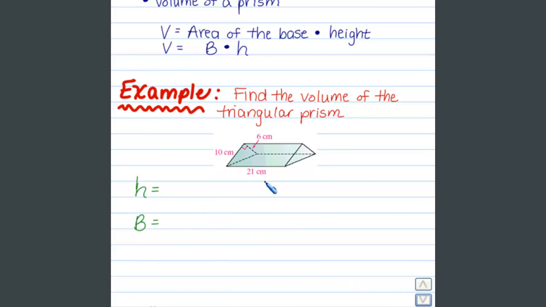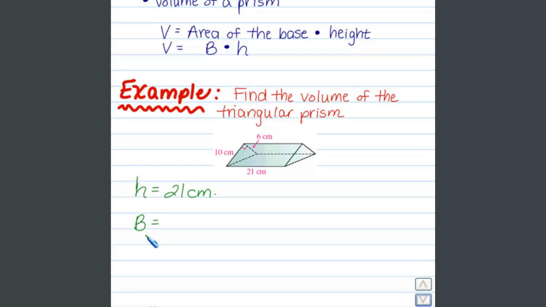In the drawing that we have here and that we will be working with, we're looking at a triangular prism. Now, of course, in a prism, both of our bases are congruent. So we want to start by finding the height. What is the height of our prism? Well, the height of our prism here is 21 centimeters.